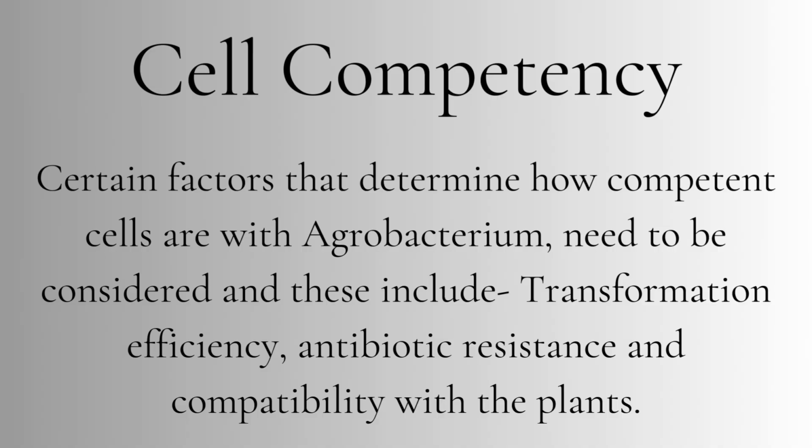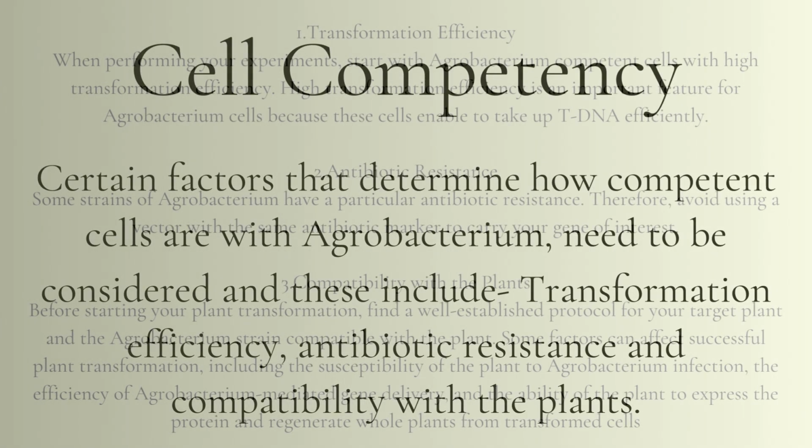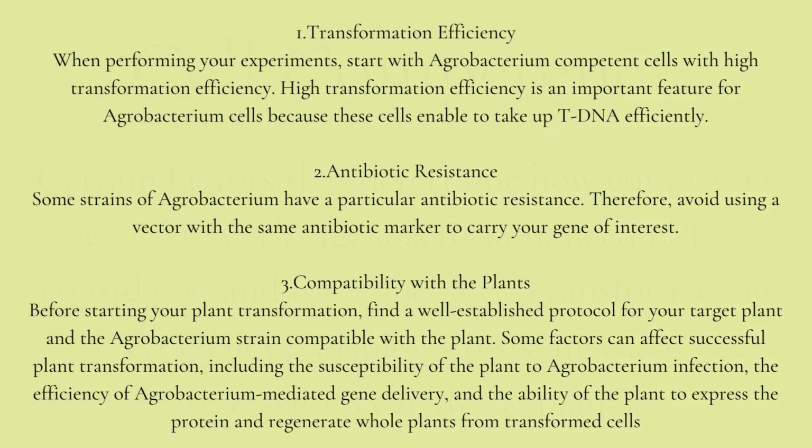Firstly, cell competency depends on transformation efficiency, using highly competent Agrobacterium cells to maximize T-DNA uptake and successful gene transfer. Secondly, antibiotic resistance, ensuring the antibiotic resistance of your Agrobacterium strain is different from the resistance marker on your vector to avoid selection issues. Third would be compatibility with the plants. So, choosing an Agrobacterium strain proven to work with your target plant. Following established protocols, as plant susceptibility, gene delivery efficiency, and regeneration ability, all of these factors impact the success of gene transfer.